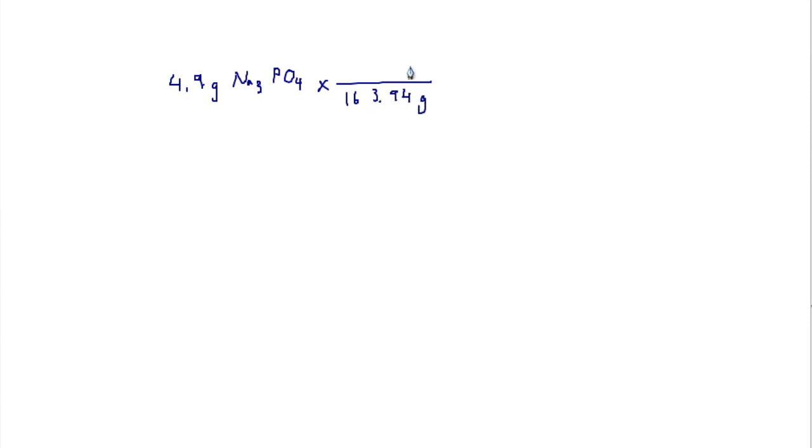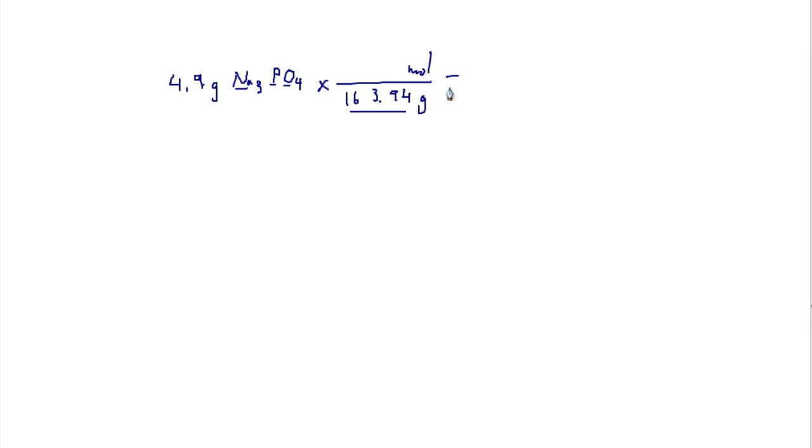163.94 grams per mole. And remember, if you forget how to determine the molar mass of a specific compound, for example sodium phosphate, you multiply 3 times the molar mass of sodium from the periodic table, 1 times the molar mass of phosphorus, and 4 times the molar mass of oxygen, which gives us a total of 163.94 grams per mole.